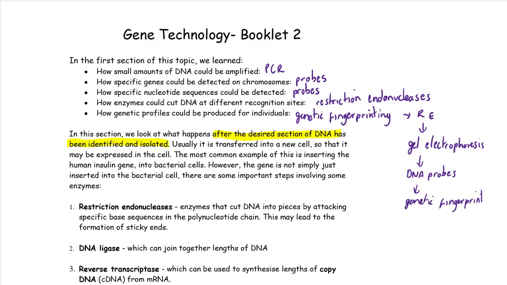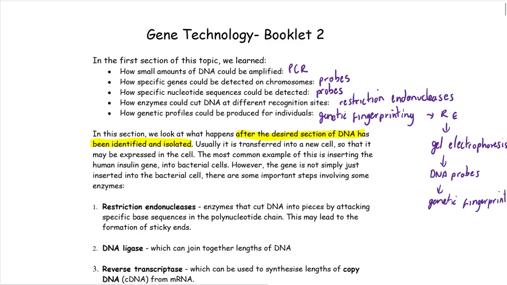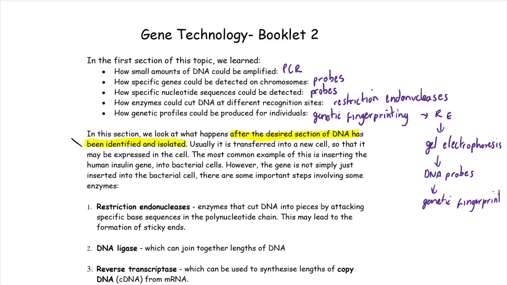Basically, what we need to do first of all is get the desired section of DNA and isolate it. We did talk in the previous topic about how we could get the messenger RNA and isolate it from a cell where it's likely to be. We could use reverse transcriptase, and then we could use DNA polymerase. So this is what we're talking about here. The most common example of this is inserting the human insulin gene into bacterial cells. However, the gene is not simply inserted into the bacterial cells. There are some important steps involving some enzymes.